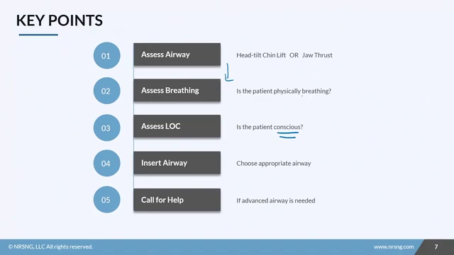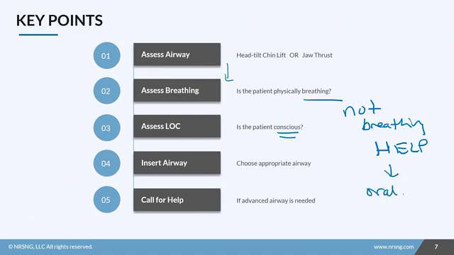Now, if they are not breathing, then we know we need an advanced airway. So we need to call for help. We're going to get an RT, we're going to get the provider, call rapid response, whatever you need to do. And a lot of times what we'll do is we'll insert an oral airway, and that will help to open up their airway. We'll use a bag valve mask to help ventilate them, and we'll keep doing that until the provider arrives to secure their airway with an endotracheal tube. Okay?